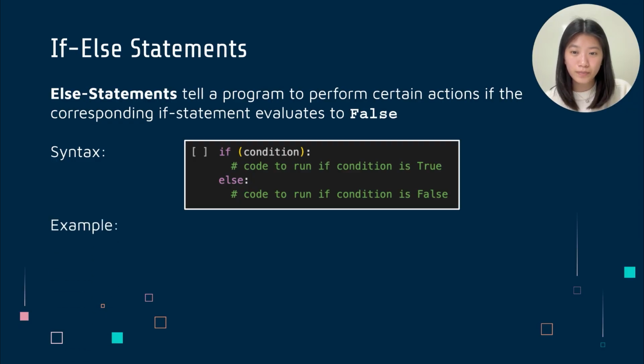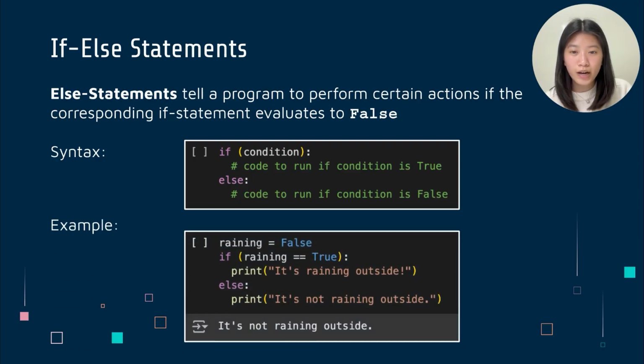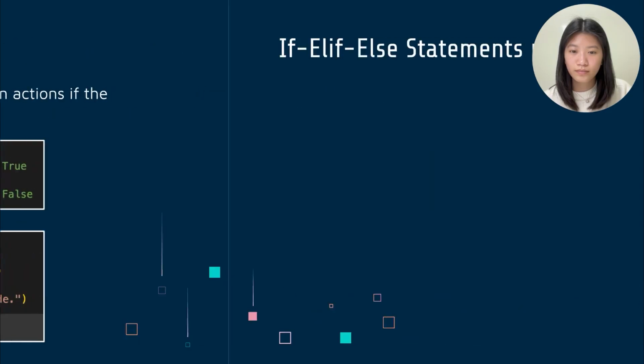So as an example, let's say I created a variable named raining and I set it equal to the Boolean false. And if raining is equal to true, it's going to print the string it's raining outside. Otherwise, it's going to print it's not raining outside. And we know that to be the case because of the else statement. So when I run this code, it'll print it's not raining outside because we know that false does not equal true. So the condition is going to be false, which means we run the else statement.